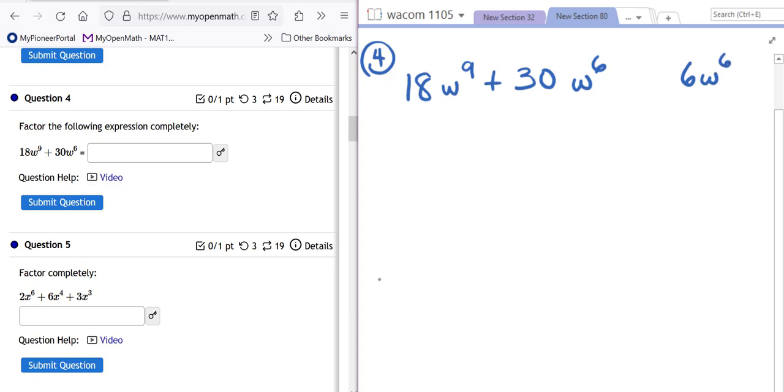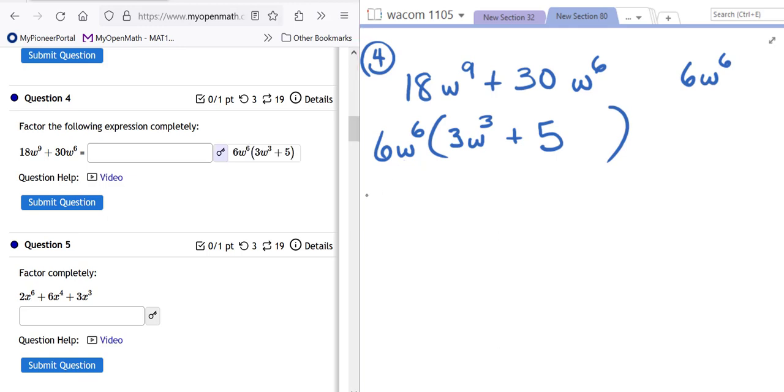All right, and you could do your primes if you are stuck at what to pick. So 6w to the 6th, one set of parentheses, 6 into 18 goes 3 times. You need 3 more w's. 6 into 30 will go 5, and you're good with the w to the 6th. Now, that's the right answer.